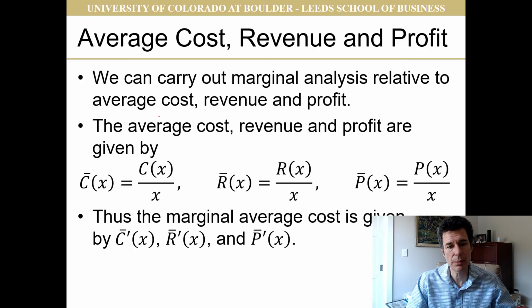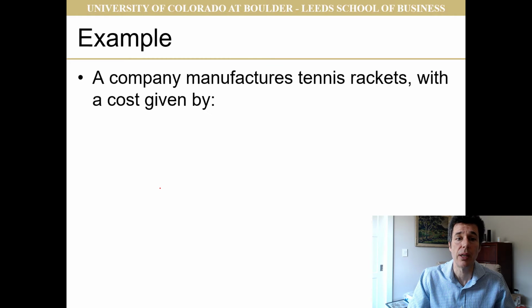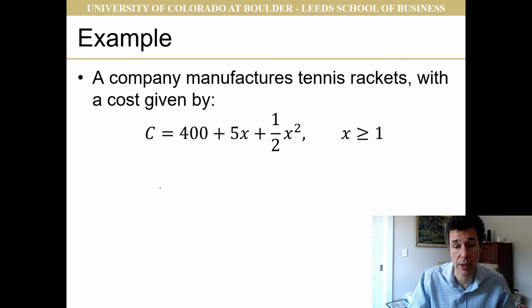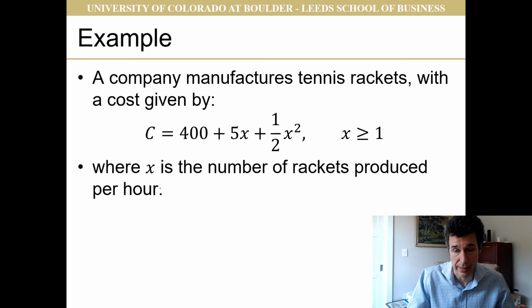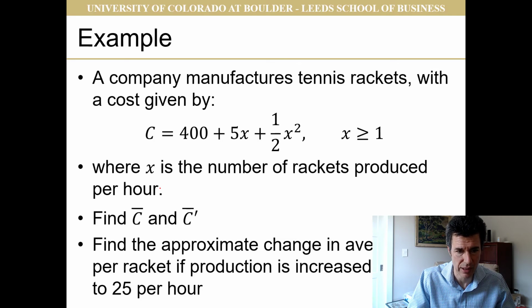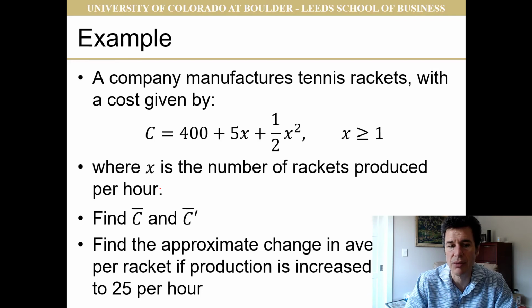Now, it's really important. You've got to divide the function by x first and then take the derivative, as opposed to taking the derivative and dividing by x. You will get two different answers. Okay, so a company manufactures tennis rackets with a cost given by C equals 400 plus 5x plus 1/2 x squared for x bigger than or equal to 1, where x is the number of rackets produced in an hour. We want to find the average cost and the derivative of the average cost, and we want to find the approximate change in average cost per racket if production is increased from 20 to 25.